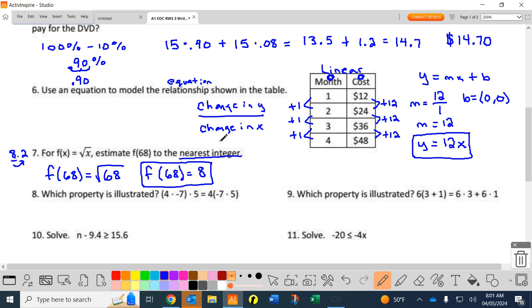Okay, for the next one, we're talking about properties. On this property, what they've done is 4, -7, and 5. They have not changed the order at all. All they've done is they changed the grouping from the first two being grouped together to the second two being grouped together. And grouping is associating. So this is going to be the associative property. Now, are we adding or are we multiplying? Because it works over both. In this case, we are multiplying, so of multiplication.